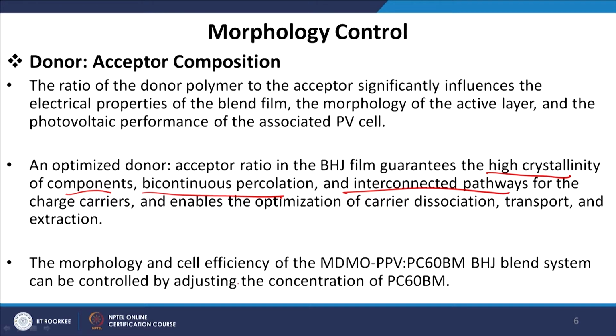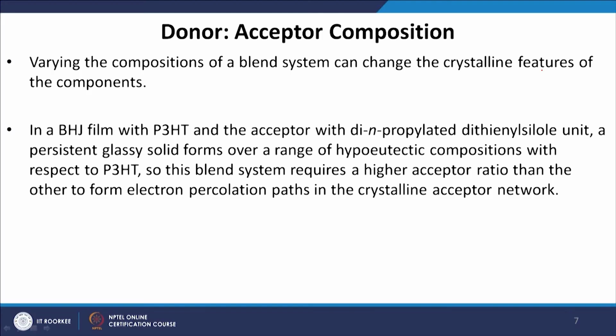The morphology and cell efficiency of the MDMO-PPV to PCBM BHJ blend systems can be controlled by adjusting the concentration of PCBM. As I mentioned, if I take the polymer to PCBM ratio as 1:1, or if I take a ratio of 1:4, the morphology of the resultant films will be way different, and the efficiency can also be controlled just by simply changing the donor to acceptor ratio. Varying the composition of a blend system can change the crystalline features of the components.